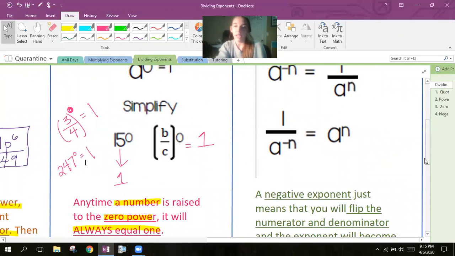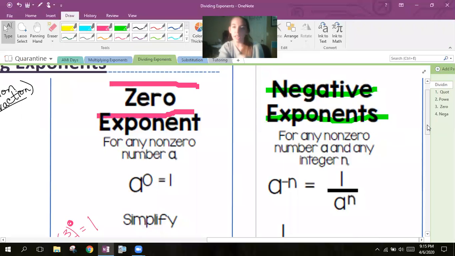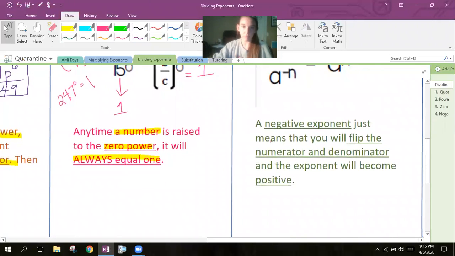All right, last one is the negative exponents. Okay, so this is for any non-zero number that is your base, and it's an integer. So again, just like the first two, your base can't be 0, and it has to be a whole number. It can't be a fraction. Okay, so basically how this one works, it says if you have a negative exponent, what you do is you will just flip the numerator and denominator, and the exponent will become positive.